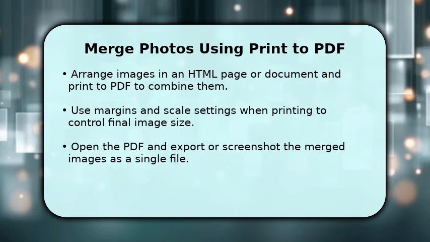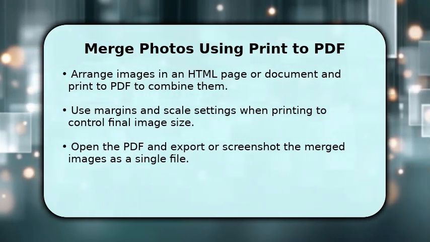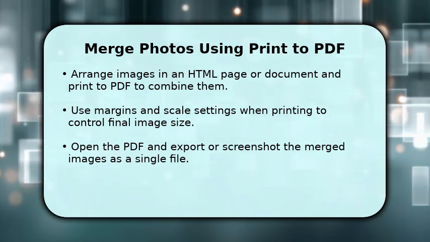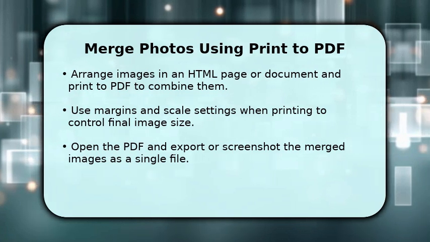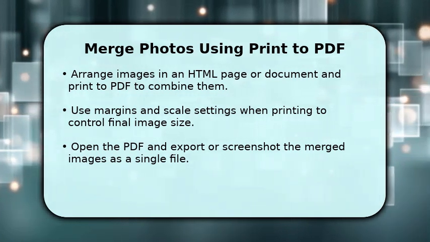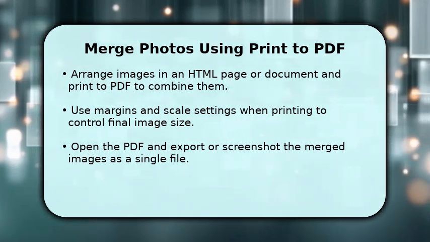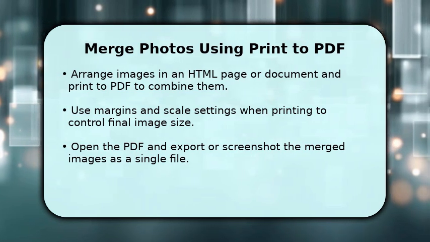Another method is to arrange images in a browser page or a document and use print to PDF. Position and size images on the page using HTML, CSS, or document layout tools to get the right composition. Choose Print and select the System Print to PDF option as your printer.